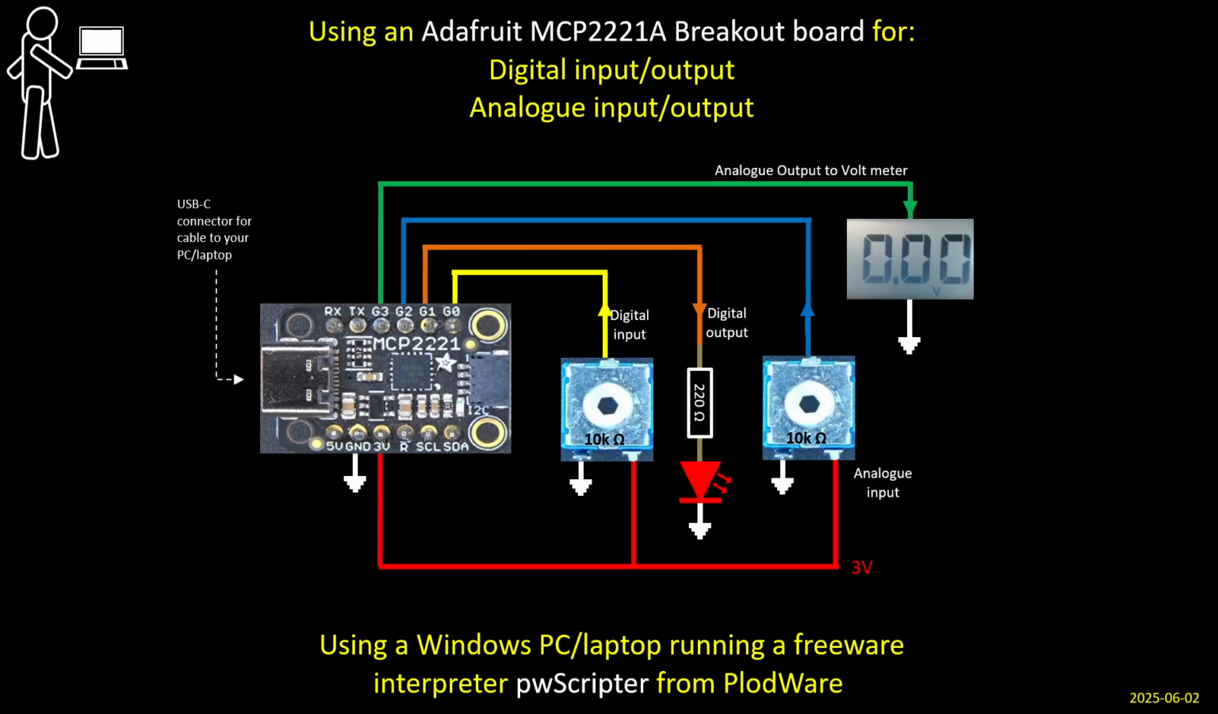In this video we're going to do a little demonstration of using the Adafruit MCP2221A breakout board for digital input and output and analog input and output, and it will be driven from a Windows PC running a freeware interpreter, the pwScripter, from my website PlodWare.